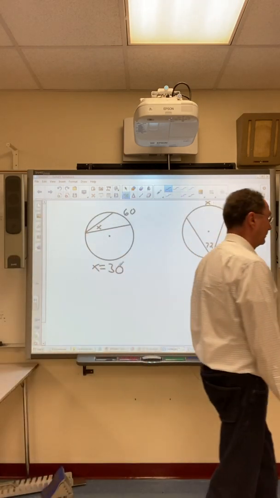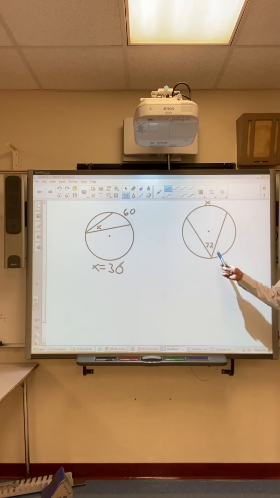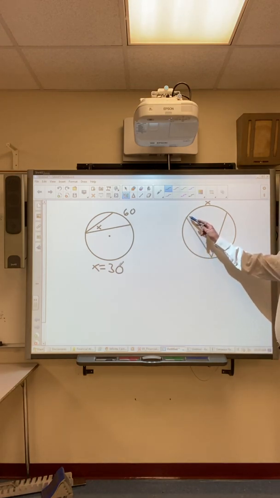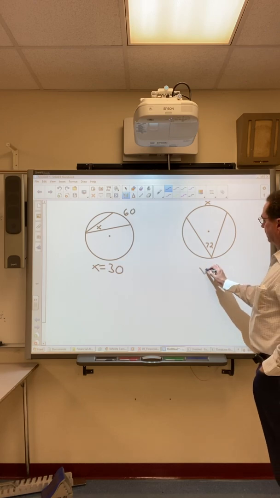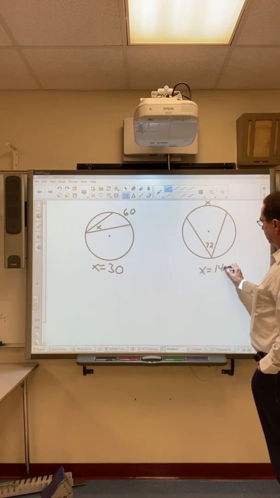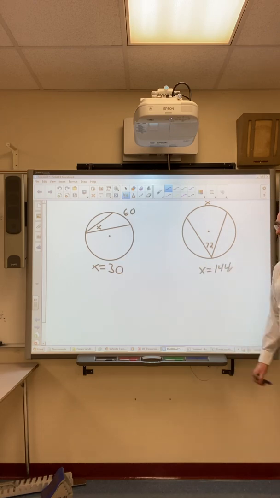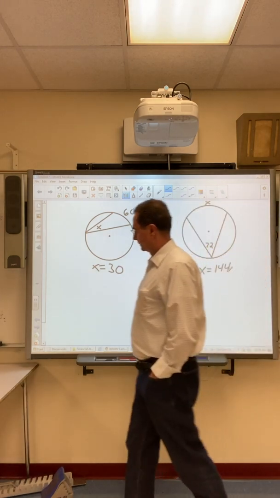The next example, the inscribed angle is 72. What is the measure of the arc? This angle is half of that. 72 is half of what number? Well, what's 72 and 72? X equals 144. Inscribed angle is half the arc.